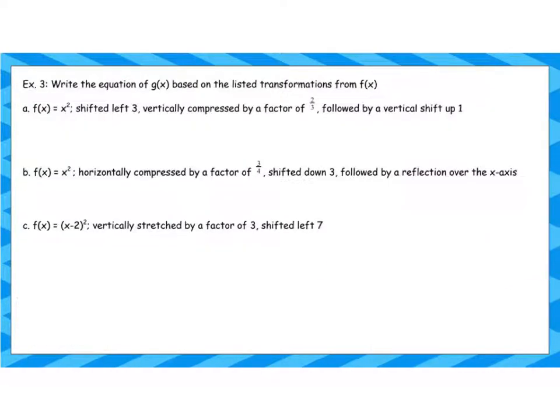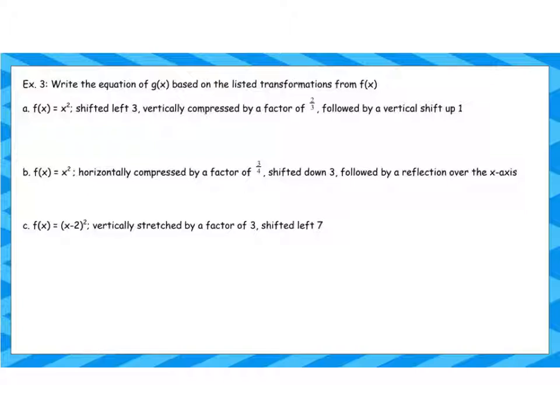All right, so now on this next one, what we're going to do is write our equations based off of our transformations. So on this first one, it gives us the parent function to start off with, and it tells us some transformations that are happening. These are very similar to some questions we saw with absolute value. So on the first one, it says it has the parent function. We're going to shift left, then we're going to vertically compress, and then followed by a shift up 1.